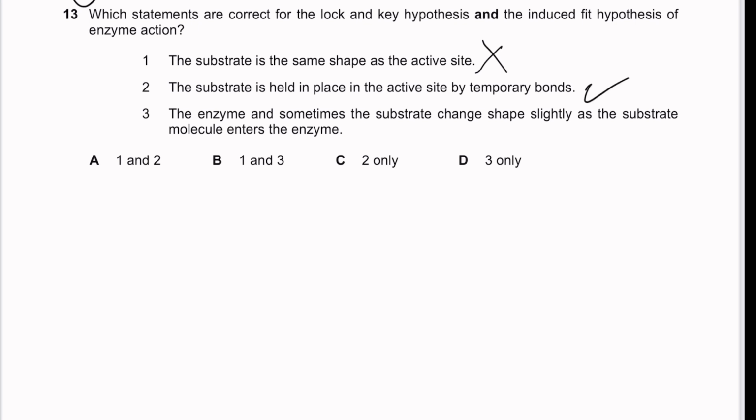The substrate is held in place by the active site by temporary bonds. Correct, temporary hydrogen bonds. And the enzyme and substrate sometimes change shape slightly as the substrate enters. That is not wrong. So basically, it's only 2, which is C.